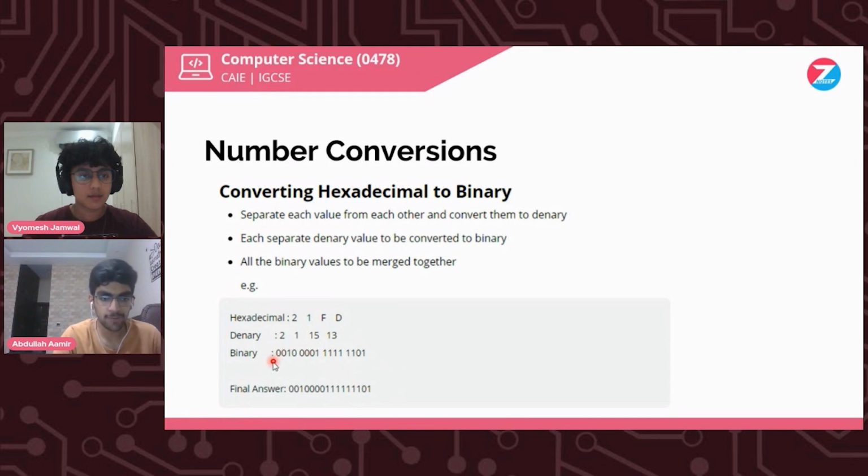But at the end, you have to make it in groups of 4. For example, if your answer is 10, you have to put 2 zeros at the start. So keep in mind that you're putting 4 bits for every value. So at the end, we'll be using 0010, 0001, 1111, and 1101. So we'll be combining each of those 4 bits, or nibbles, together.